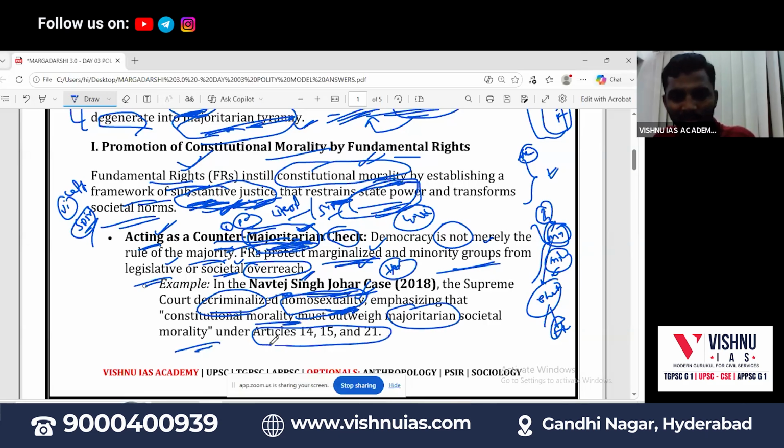That is under Articles 14, 15, 21, which are there in that. So the Supreme Court has clearly said constitutional morality should have the upper hand, not the majoritarian morality. That is the idea. So these examples are very, very important, sir. So the first thing is, fundamental rights will act as a check on majoritarianism.